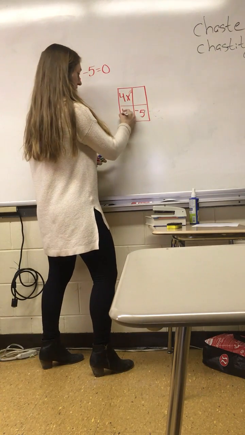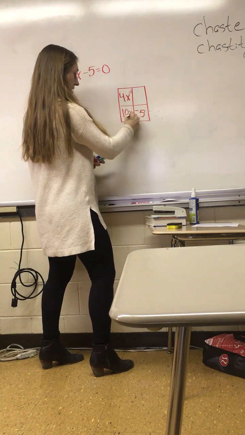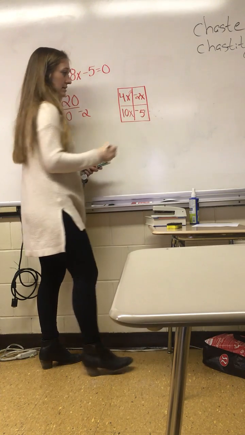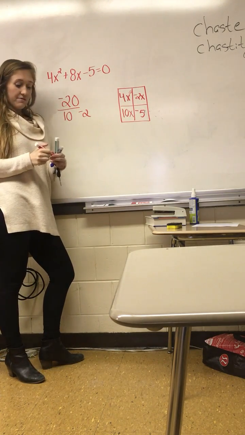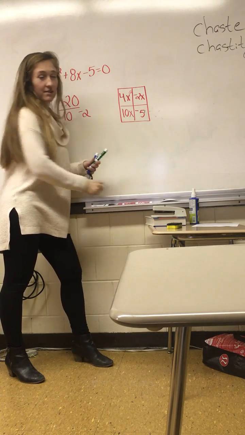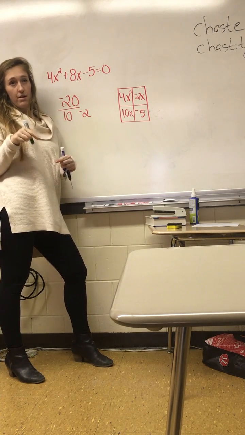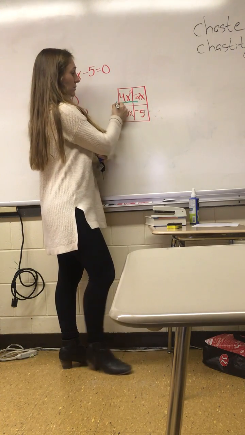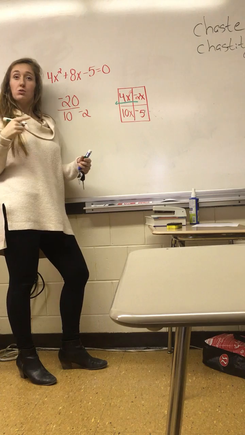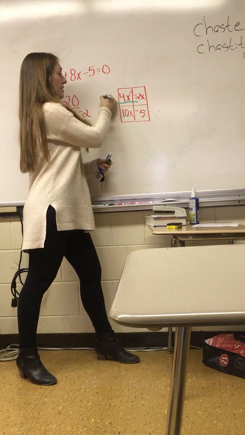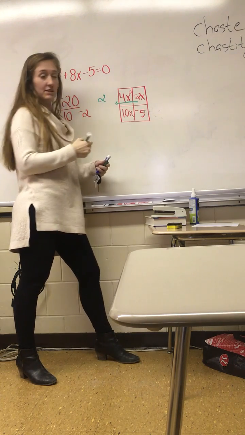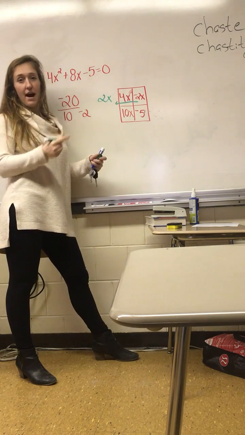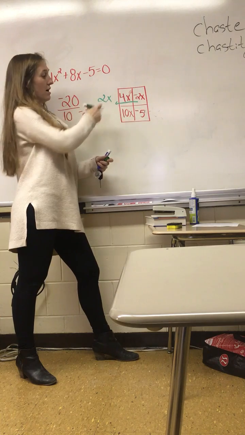So I'm going to put 10x and negative 2x. Now we have to find the greatest common factor of every row and every column. So moving this way, I'm asking myself, what do those two terms have in common? They both have a 2 because they're both divisible by 2, and they both have a single x. So I'm going to factor out a 2x of that row.